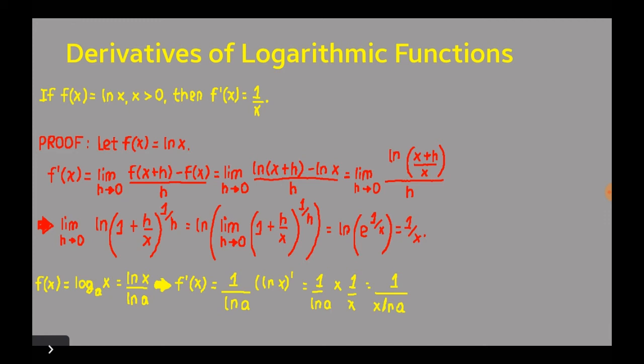So f of x equals log base a of x, which is ln x over ln a. F derivative at x is 1 over ln a times the derivative of ln x, which is 1 over ln a times 1 over x, so it is 1 over x ln a.